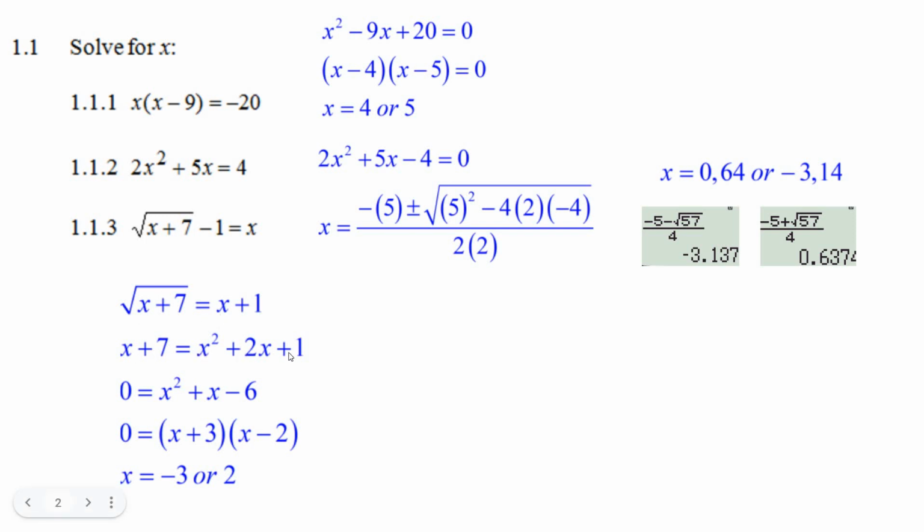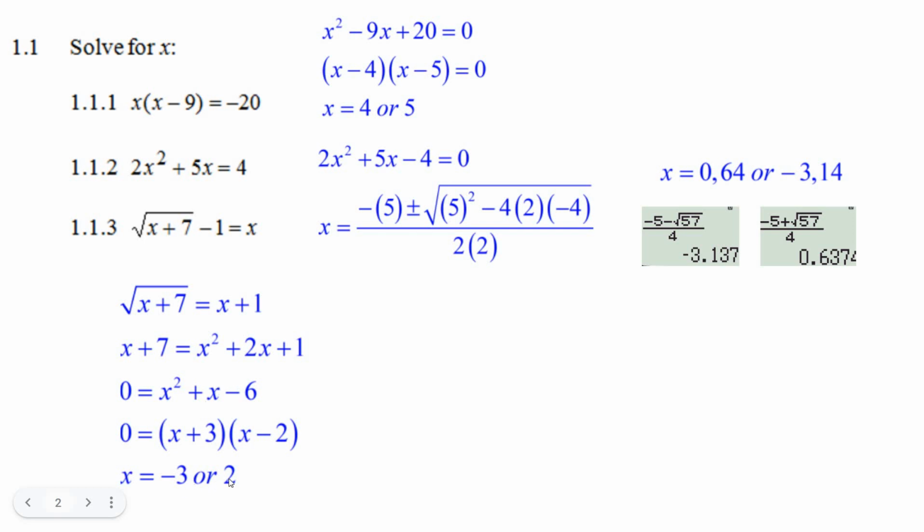x plus 1 times x plus 1 gives me this. Take away x from 2x, you get x. Take away 7 from 1, you get minus 6. Two brackets, 3 times 2 gives me 6, and plus 3x minus 2x, that gives me the plus 1x.